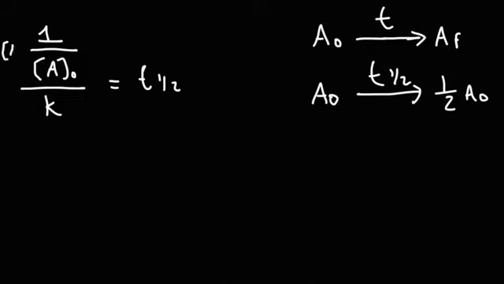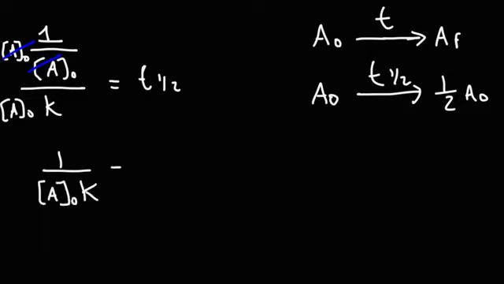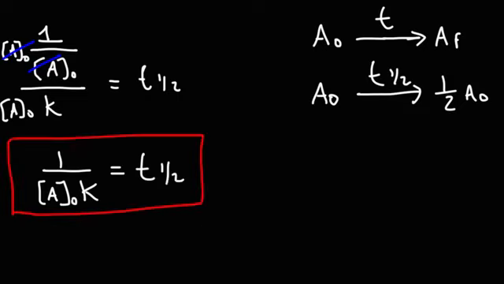Next, I'm going to multiply the top and the bottom by A initial. So these will cancel, just giving us 1. And on the bottom we have A initial times K. So that is the half-life equation for a second-order reaction.